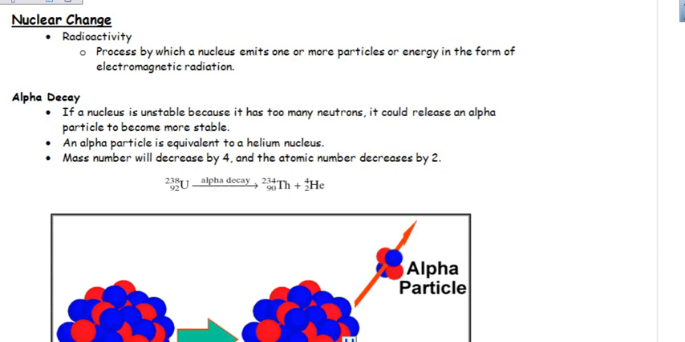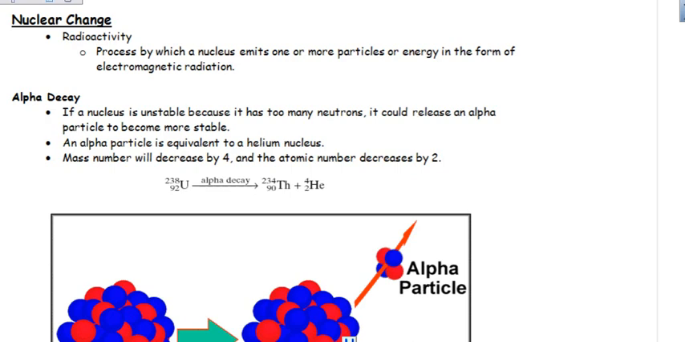Now, there are different options for an unstable nucleus to decay into something more stable, and the one we'll look at now is called alpha decay. This is an option if a nucleus is unstable because it has too many neutrons. We could release what's called an alpha particle to become more stable.